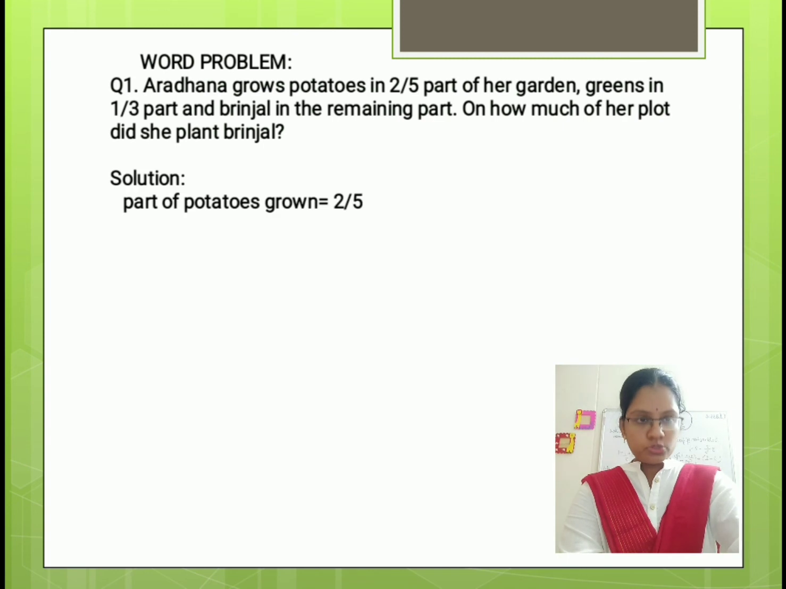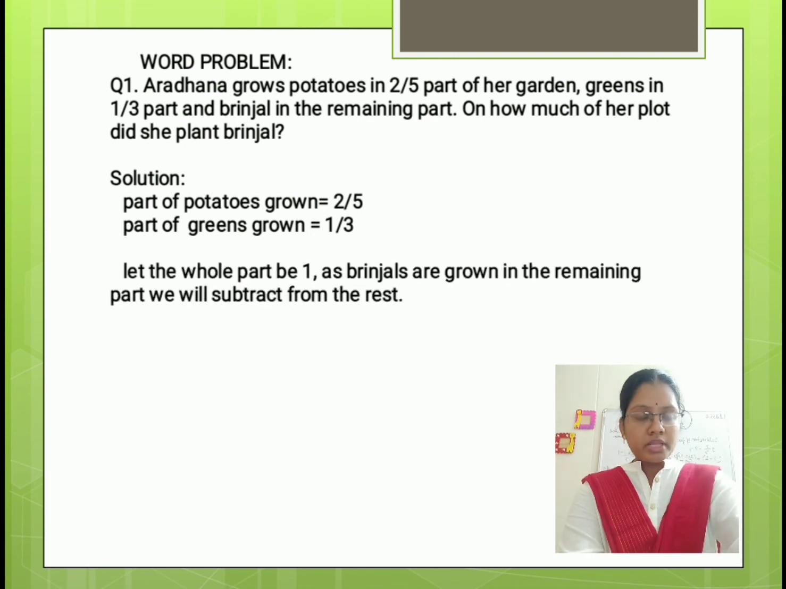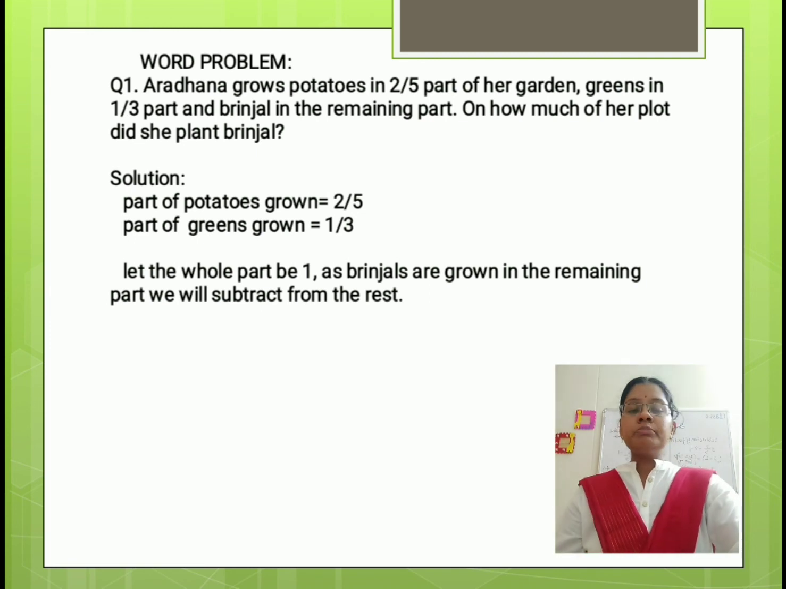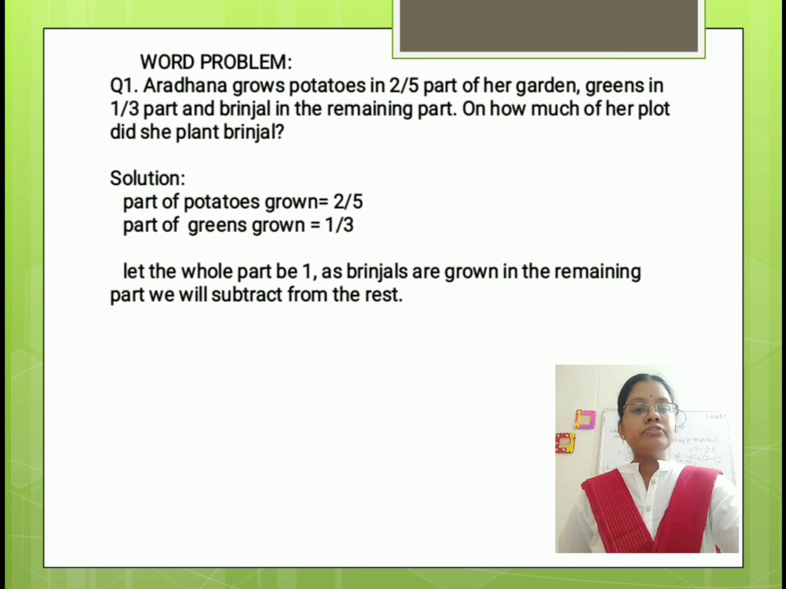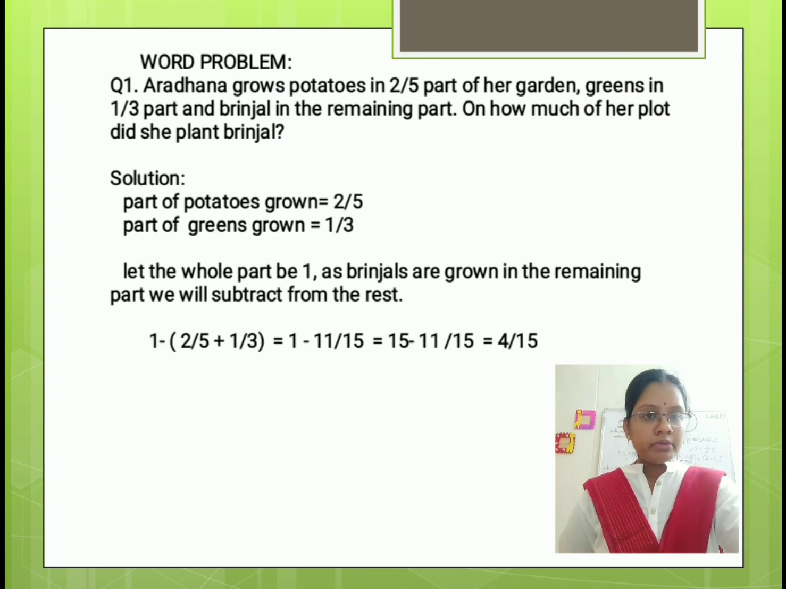Now see, let the whole part be 1. Whatever she has cultivated, let it be the whole full unit as 1. She has grown potatoes, she has grown greens. But the question asked here is, you need to find out how much part brinjals she has grown in the remaining part. So what type of operation you have to do here? To find the remaining part, you have to subtract. Very good. So, subtracting from 1 minus 2/5 plus 1/3, because she has grown potatoes and greens. Adding that and subtracting it with 1, we are getting 15 minus 11/15. So, what is that? 4/15. Very good students.